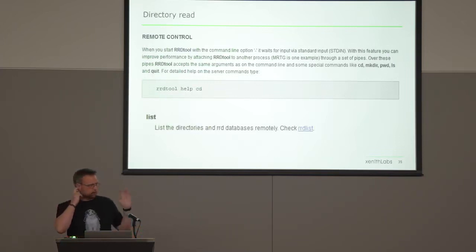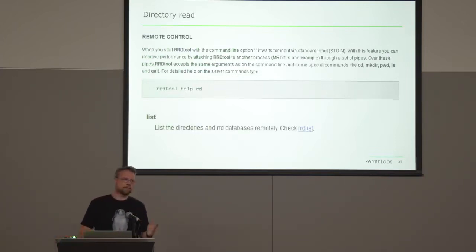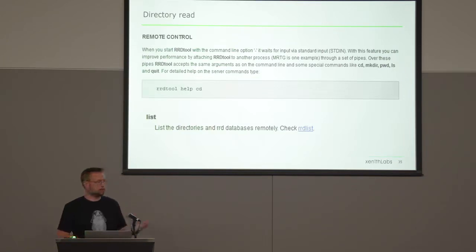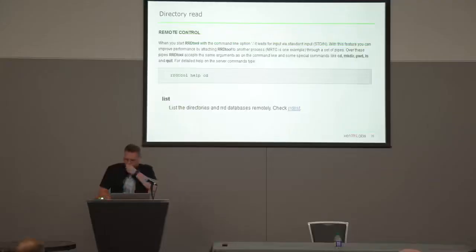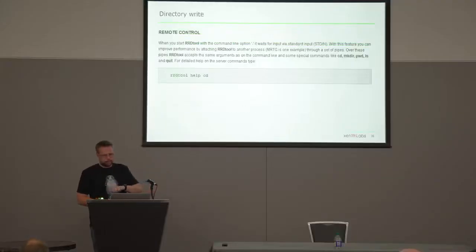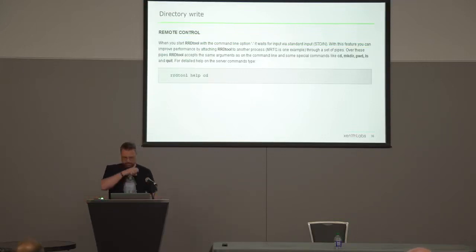Directory read. So we already saw ls works. Now ls doesn't take any arguments, so you have to combine it with cd to go to wherever you want. Or you can do list. List will let you give an argument, but it only lists directories and RRD databases in that directory. So it doesn't list all of the files. Directory write just comes back to the standard remote control functions, like cd and ls. We have mkdir, so we can just create a directory and then enter into that directory.